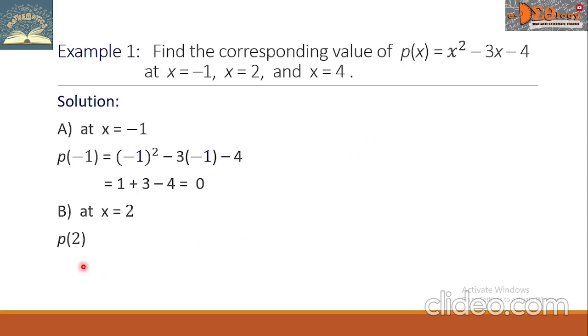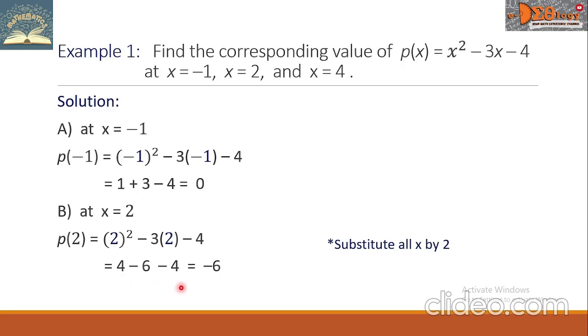Evaluating the p of 2, we're going to substitute all x by 2. The x squared now becomes 2 squared minus 3x becomes 3 times 2, then minus 4. We simplify 2 squared as 4 minus 3 times 2 is 6, then we attach the negative 4. Simplifying 4 minus 6 minus 4, we have now negative 6.